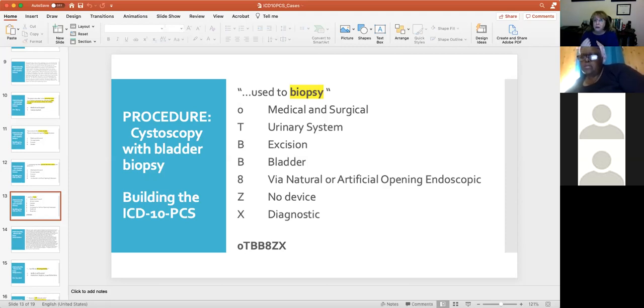Therapeutic, which would be a treatment, would be something like removing a lesion to make it better. But here we're taking a piece so we can send it to the lab so they can test it to see if there's disease or cancer, malignancy, or whatever. A biopsy is a known diagnostic procedure.